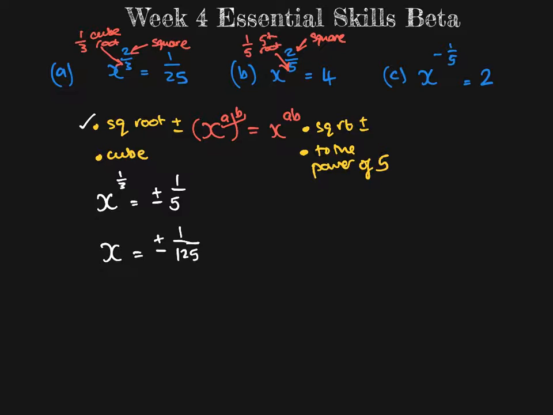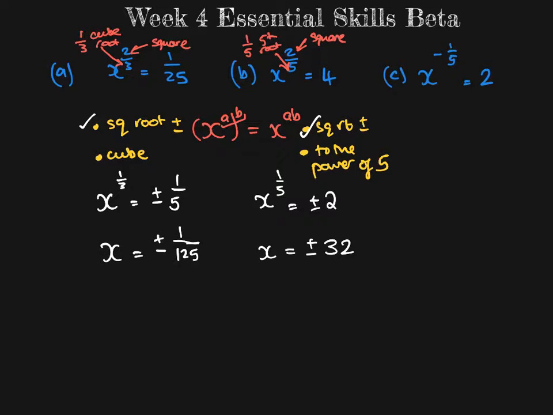I am going to do the square root first because it's easier, so that will give me x to the 1/5 is plus or minus 2, and then x is going to be plus or minus 2 to the power of 5. Plus 2 to the power of 5 is plus 32, and minus 2 to the power of 5 is minus 32, so plus or minus 32.